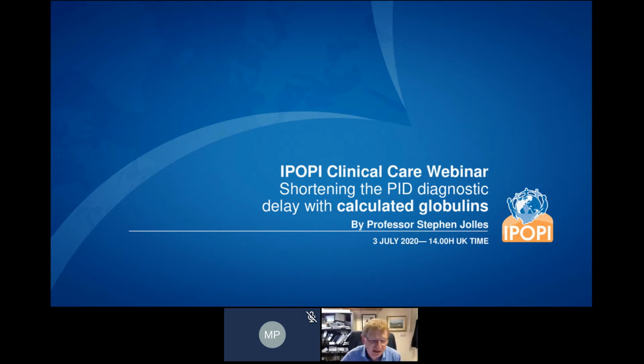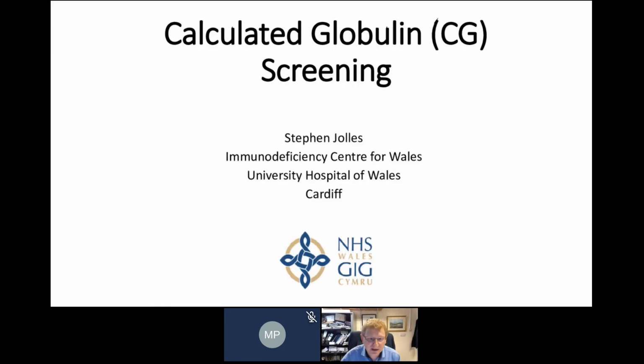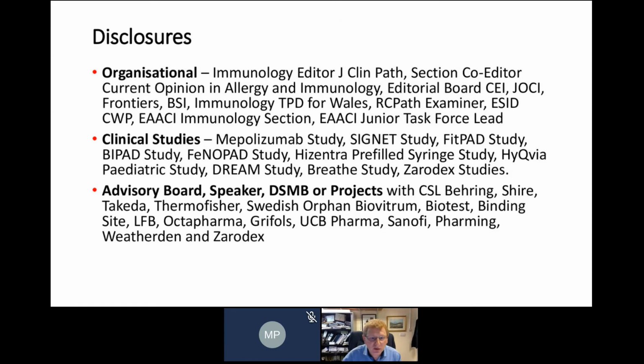My topic today is going to be about a new way of screening for antibody deficiency, and that's both primary and secondary antibody deficiency using something called calculated globulins. And these are my disclosures.